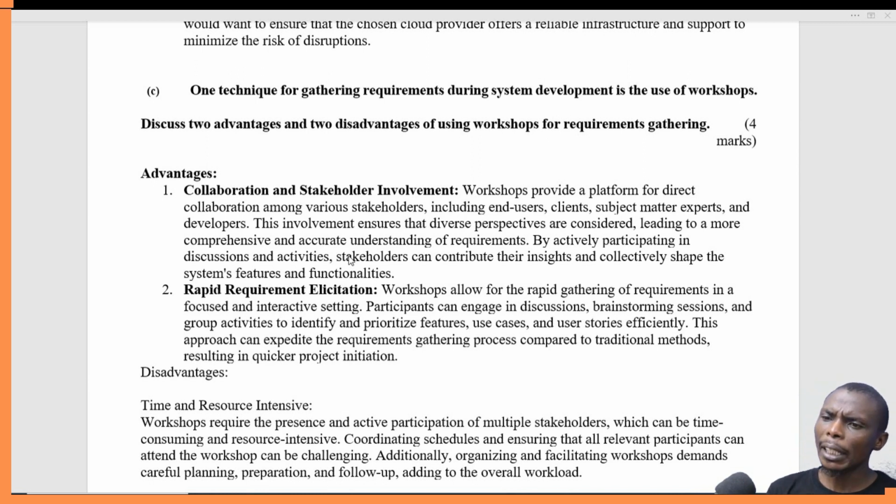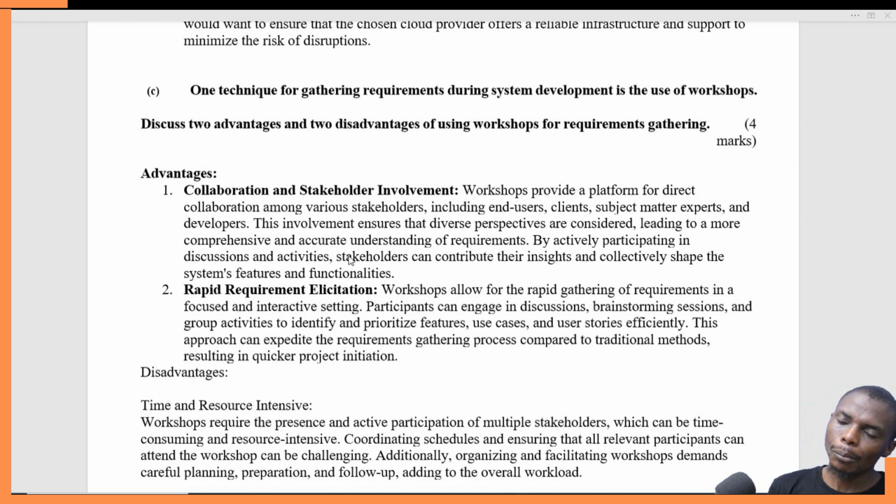Then also we have rapid requirement elicitation, where, with this rapid gathering of requirements in an interactive setting, they are able to give their minds, they are able to participate openly in discussion, brainstorming, and even in group activity sessions.